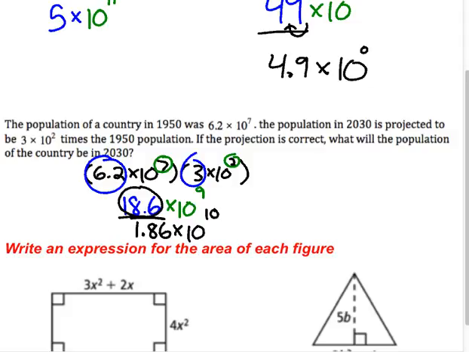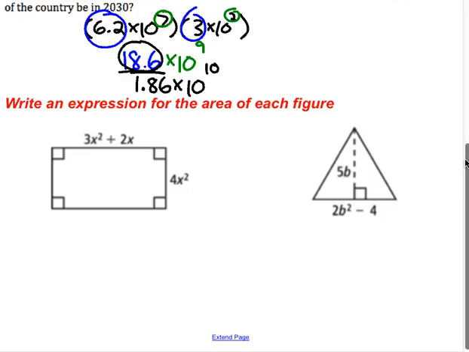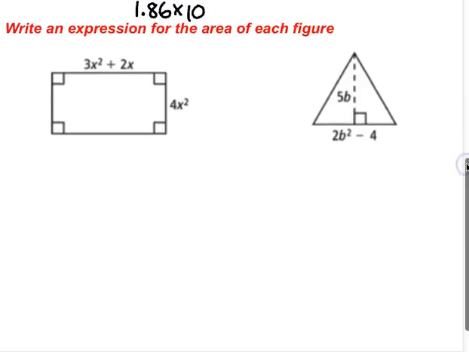All right. So let's wrap up with a little bit of geometry review. We want to write an expression for the area of each figure. Well, first of all, area of a rectangle. We need to remember area of a rectangle is length times width. So I just have to take those two values and multiply them. So 4x squared times that 3x squared plus 2x. I just have to multiply those together.